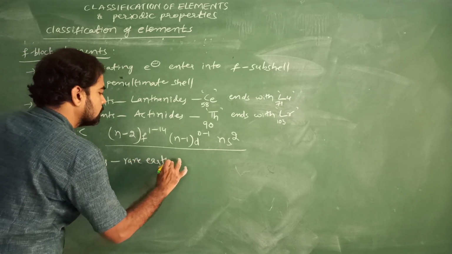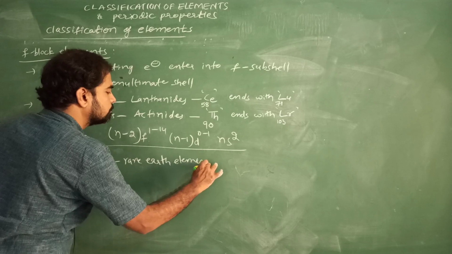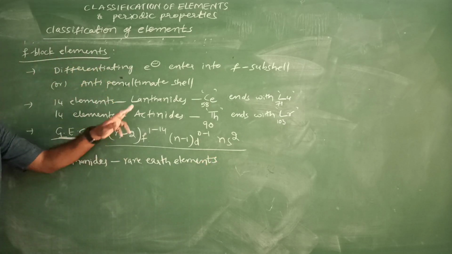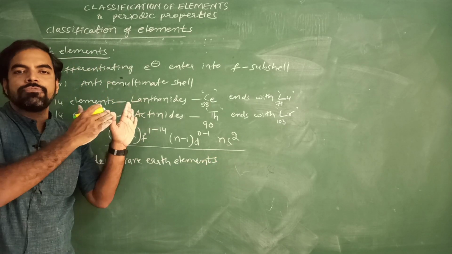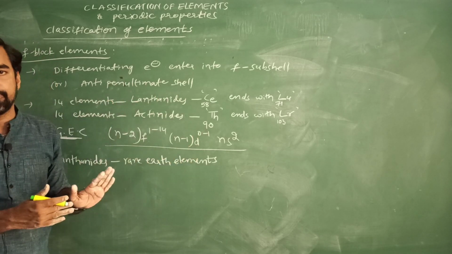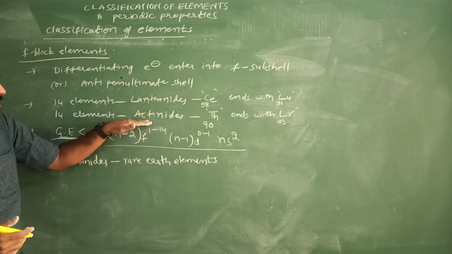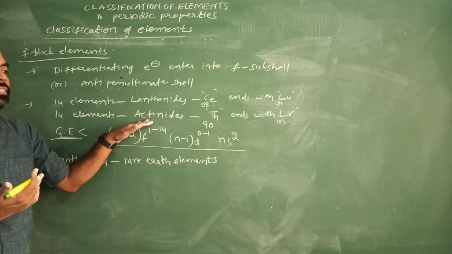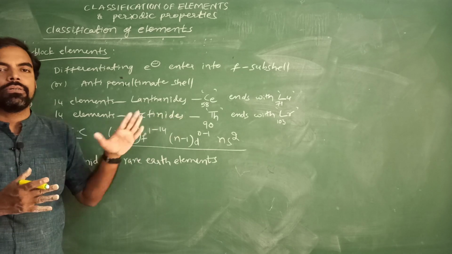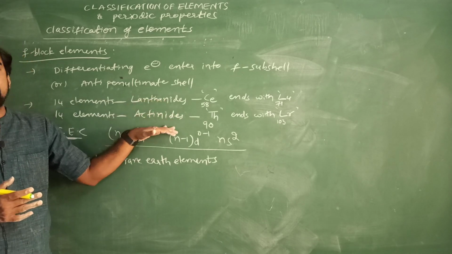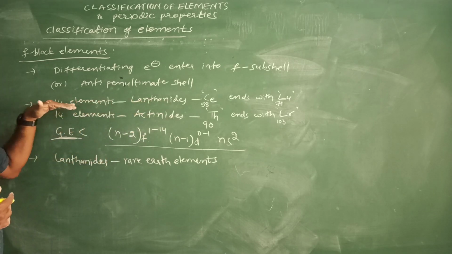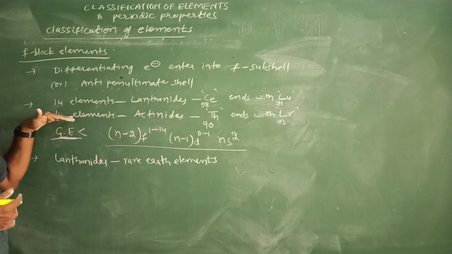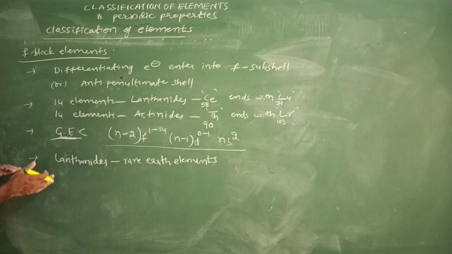Rare earth elements. Why are they called lanthanides? The elements which are present after lanthanum are called lanthanides. The elements which are present after actinium are called actinides. Okay students, lanthanides, actinides. How many lanthanides are present? 14 lanthanides. How many actinides? 14 actinides. And these lanthanides and actinides belong to which block?